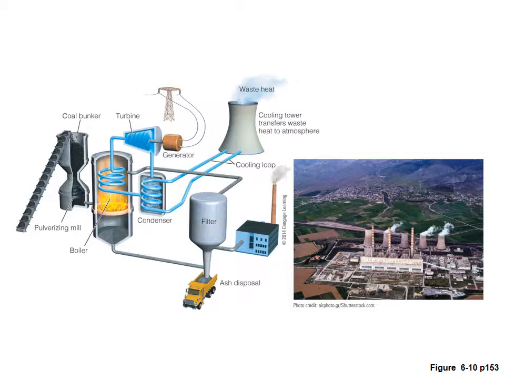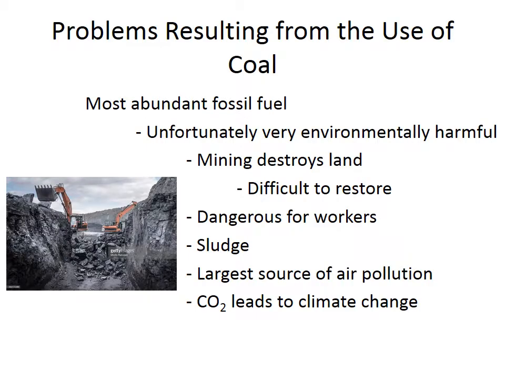Ash disposal is a problem because once you burn coal, it doesn't burn completely, unlike natural gas, so you do have a waste product left that you need to get rid of elsewhere. Coal is our most abundant fossil fuel. It is, so it should be something we could use easily. There's a lot of problems. It's difficult to get from the environment.